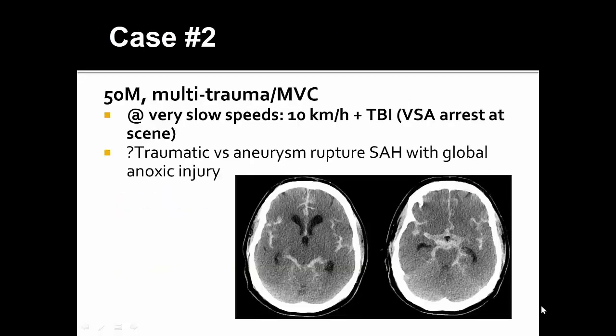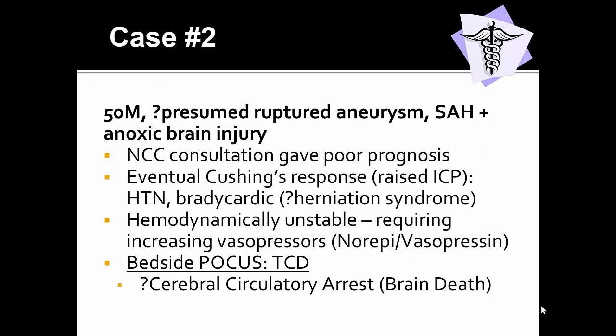Let's have a look at our second case, which is a 50-year-old male who's involved in an MVC multi-trauma, but it was at very low speeds of only 10 kilometers per hour. He was noted to suffer a TBI and had a VSA arrest at the scene. His subarachnoid hemorrhage was either secondary traumatic from the TBI itself or a ruptured aneurysm, which was confirmed later on CTA. So our 50-year-old gentleman with presumed ruptured aneurysm leading to subarachnoid hemorrhage and anoxic brain injury, where the neurocritical care team determined that he had a poor prognosis.